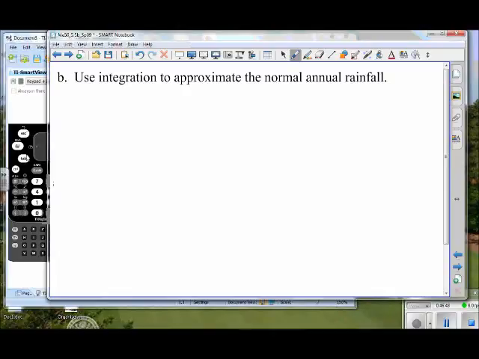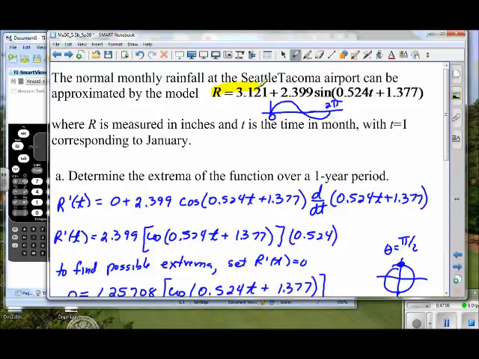The next one says integrate to approximate the normal annual. Again, this word now is annual. Now, if we didn't use integration, how else would we do this? Well, we'd have to go back, and remember our function is telling us the normal monthly, and so we'd have to say, okay, when t is 1, what's the monthly one? We can find that. When t is 2, what's that?